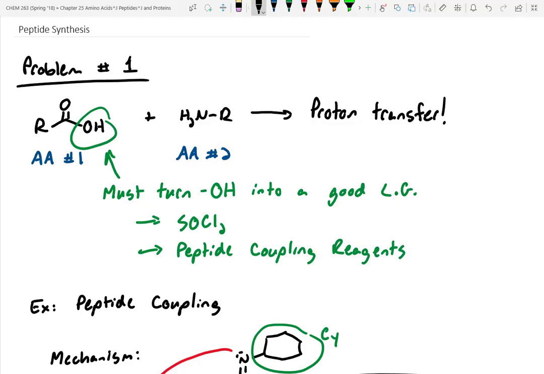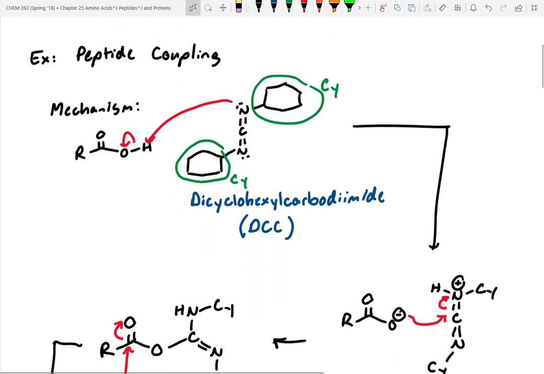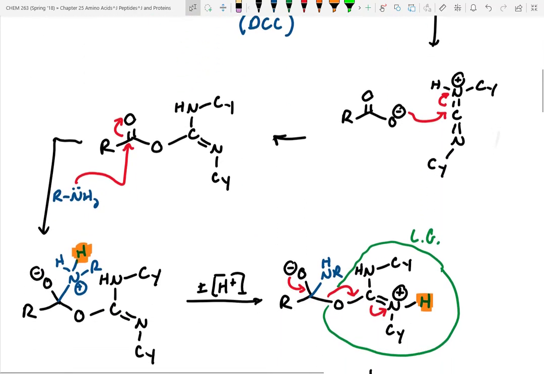So today's lecture is going to be pretty short. Yesterday we finished up talking about peptide synthesis, and we said there's a bunch of problems that had to be overcome to link amino acids together. The first one was that you can't just mix two amino acids and have them linked together because they'll just do proton transfer. So we had to turn that OH into a good leaving group, and we talked about these special peptide coupling reagents, one of which is DCC, and we went through the mechanism looking at that.